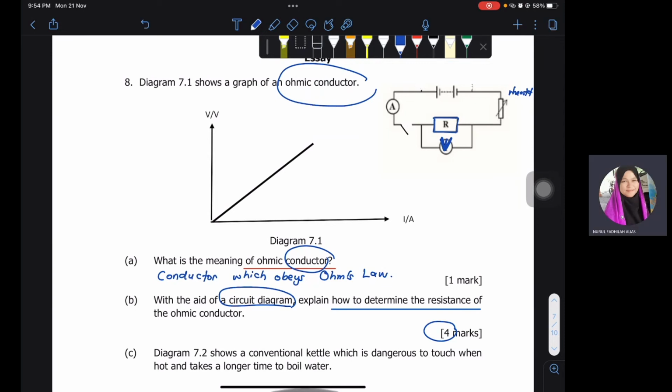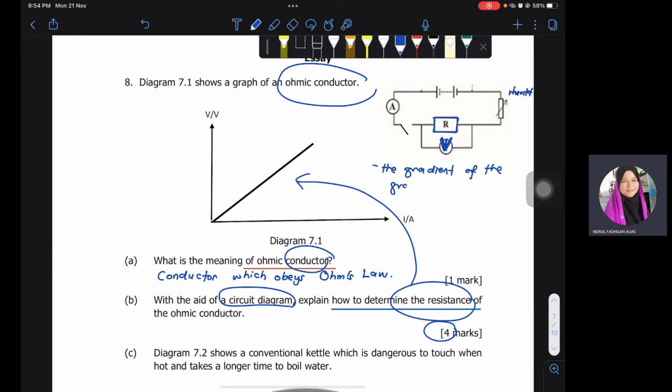Next, dia kata to determine the resistance. How do you determine resistance? So it's actually from the gradient. Okay, so you kata buatlah the gradient of the graph. Graph yang mana? In diagram 7.1 represents the resistance of the circuit of the ohmic conductor. Simple saja.